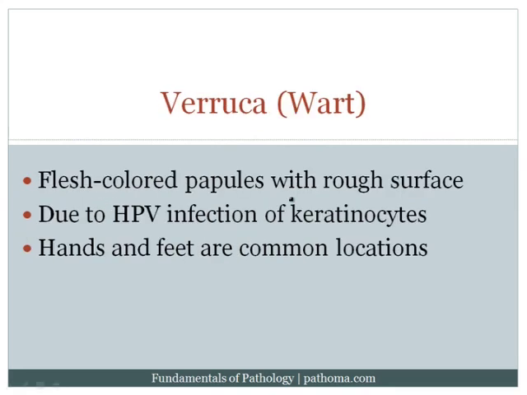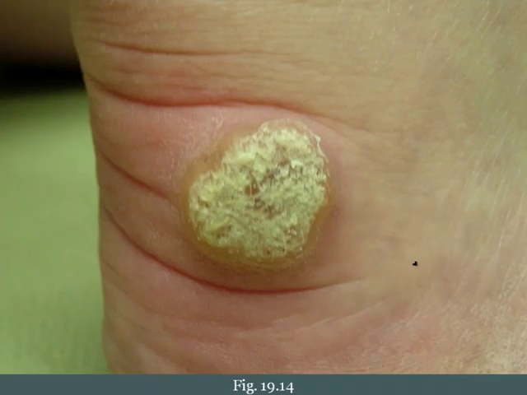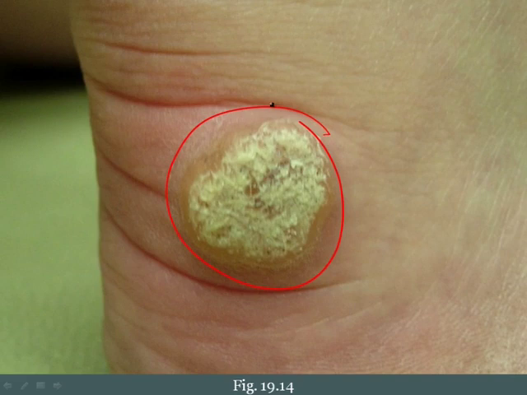Verruca is a term that refers to warts. This is a flesh-colored papule, or a raised lesion with a rough surface. It's due to HPV, and the hands and feet are a particularly common location. Here's a classic picture of a wart or a verruca, and again, this is due to HPV. You can see that it's got a rough surface, and it's a raised papule.